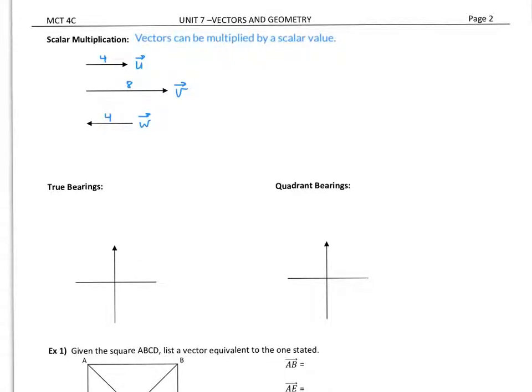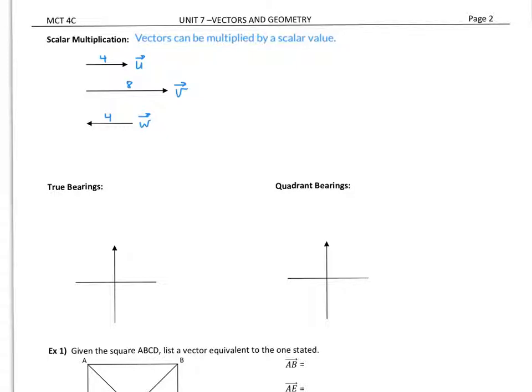Continuing on with our definitions or vocabulary associated with vectors, we're going to look at scalar multiplication here. Now, vectors can be multiplied by a scalar value or just a numerical value. So I have three different vectors here, vector u, vector v, and vector w. Our magnitude for vector u is 4, so I've just written the number 4 above that vector. The magnitude of vector v is 8, and the magnitude of vector w is 4. So those magnitudes are written in there.